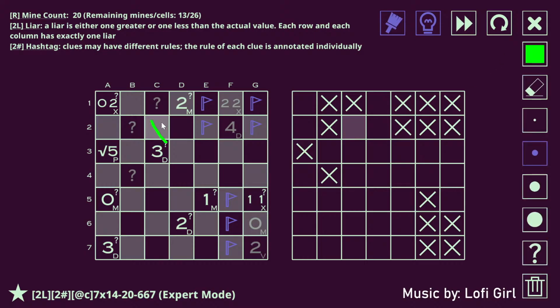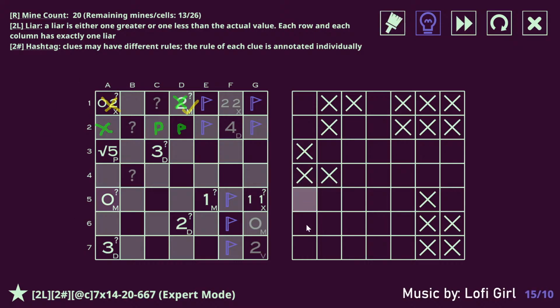If this is a liar, then this two must also be lying. If this two is lying, then you need a mine here and here. Therefore, in row 2, this must be lying. But if row 2 is telling the truth, then because of row 1, we know this will be lying. And so in both cases, the lie is in one of the two top cells. So none of these are liars.